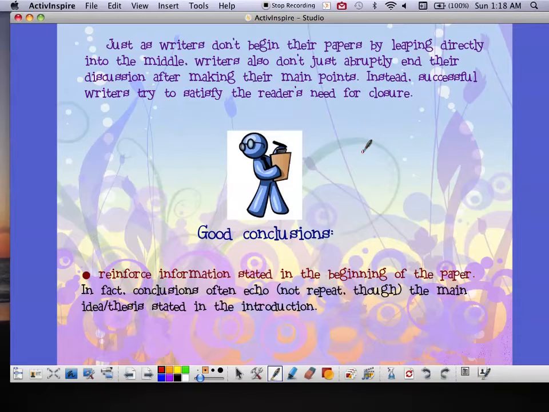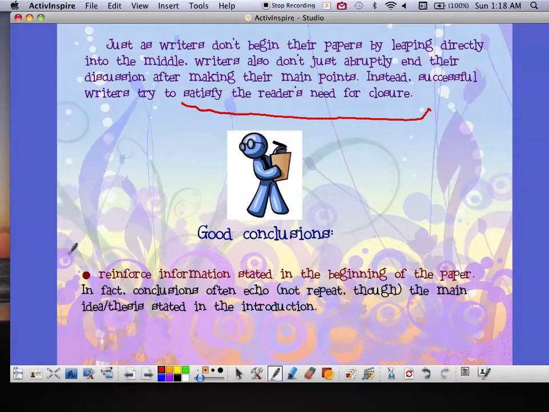Just like a good writer doesn't begin their paper by jumping directly into the middle of the paper, you don't want to end it abruptly either and leave your reader hanging. You make your points and leave. That's not the point. The point of the conclusion is to satisfy the reader's need for closure. We want things to end up neatly. We want to have things kind of presented to us in some kind of a nice little package.